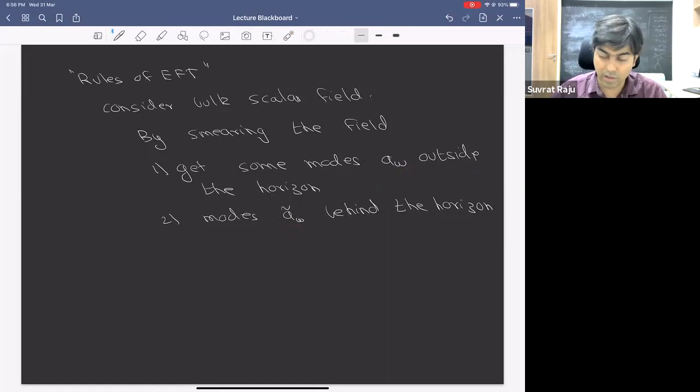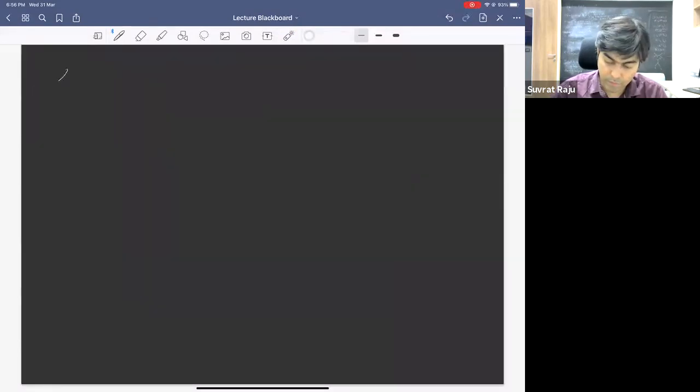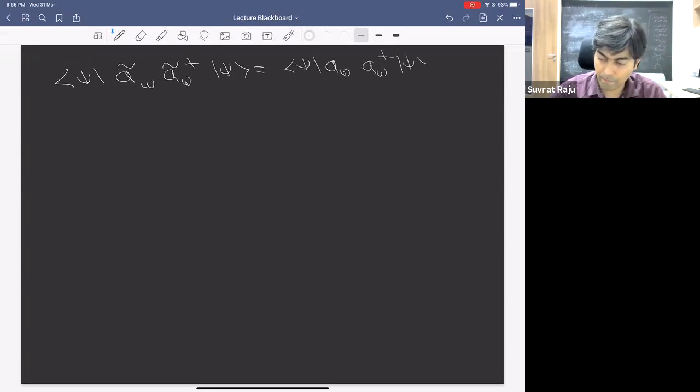And there are some rules we had, some 2-point correlators that we derived for these modes. The rule was that if you have a state which corresponds to something which has a smooth horizon, then we have the following correlators.